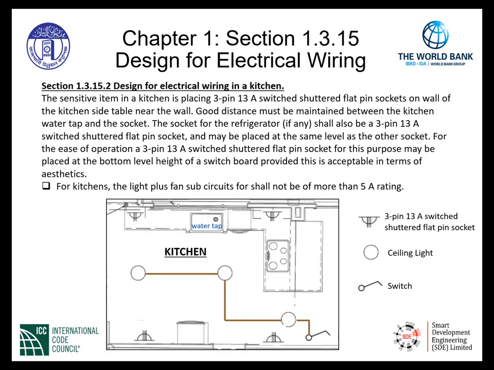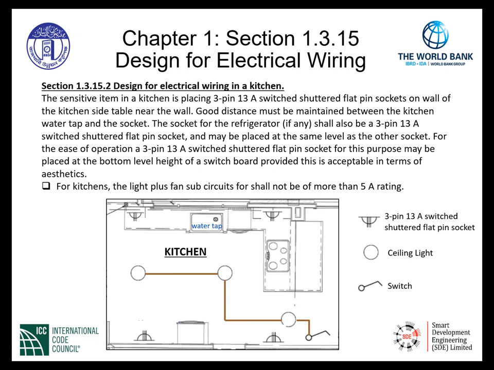Designed for electrical wiring in a kitchen is in section 1.3.15.2. The sensitive item in a kitchen is placing 3-pin 13 amp switch shuttered flat pin sockets on a wall of the kitchen side table near the wall. Good distance must be maintained between the kitchen water tap and the socket.